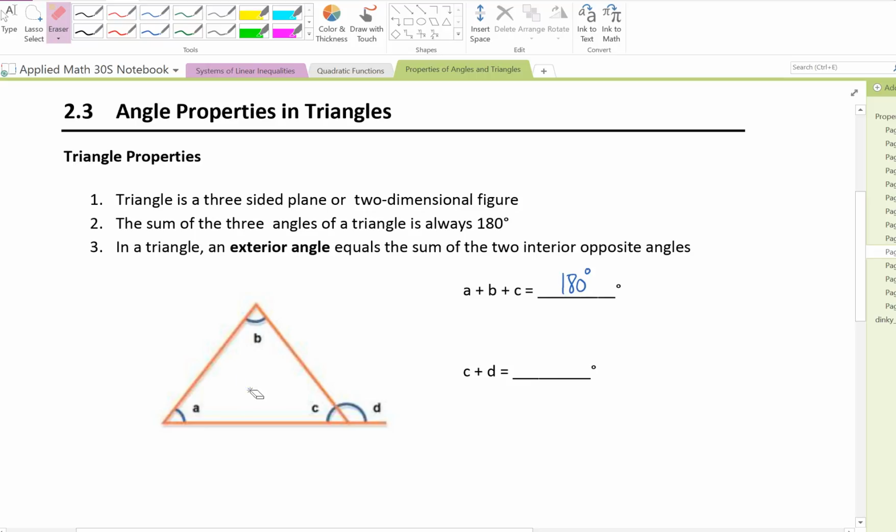Now, what you may not have seen is that the exterior angle, angle D, equals the sum of the two interior opposite angles. So angle D is going to be equal to A plus B. The other important property is that C plus D, because they're sitting along a straight line, are supplementary and will also add up to 180 degrees.